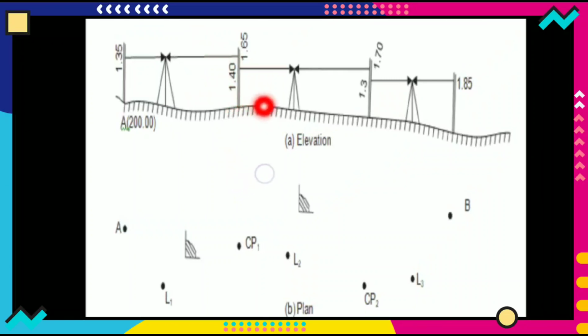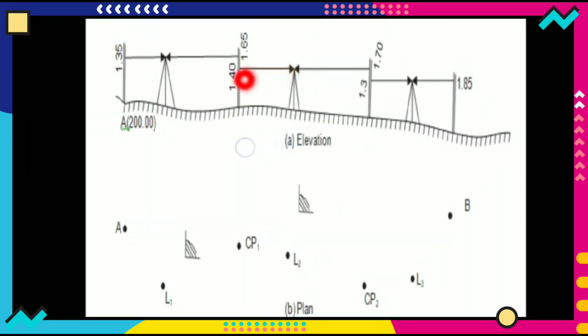a reading on this point CP1, 1.65. After this reading, the visibility of this instrument is very low. Then we shift this instrument from this location to the next location. Again we take a reading on the previous point. So this is the first reading after setup of this dumpy level at this position.